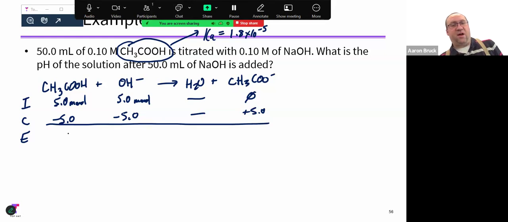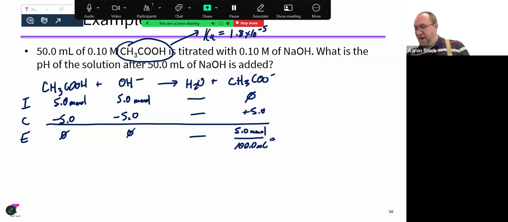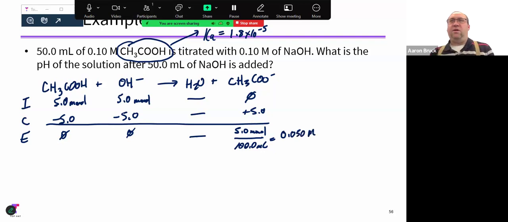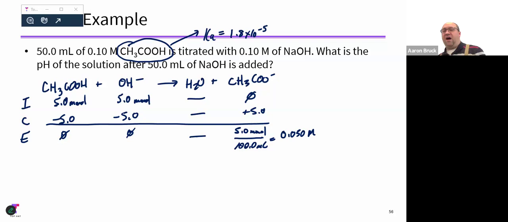So at this particular spot, I have no acid, I have no hydroxide, and I have 5 millimoles of the acetate ion now running around in 100 milliliters. So 5 divided by 100 is 0.050 molar. So we would have to recognize out of this particular practice problem, all right, I'm at the equivalence point.